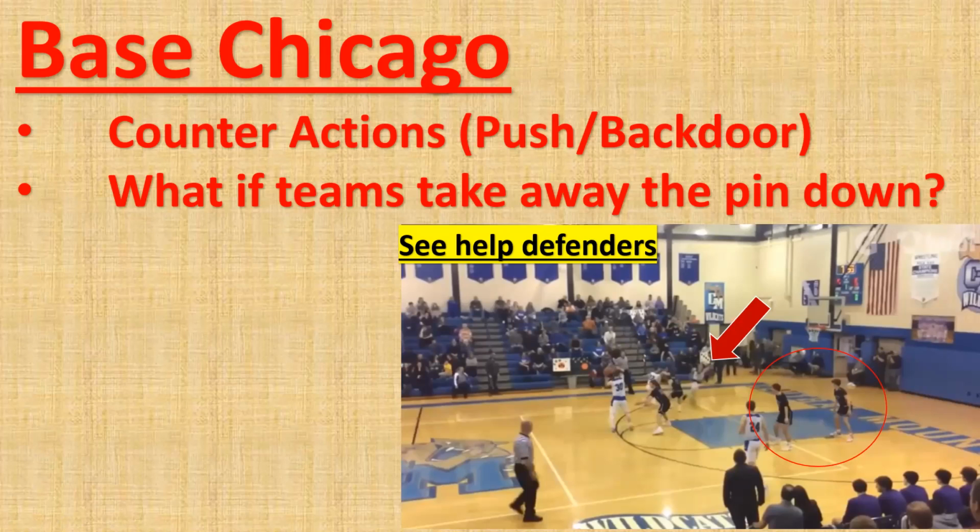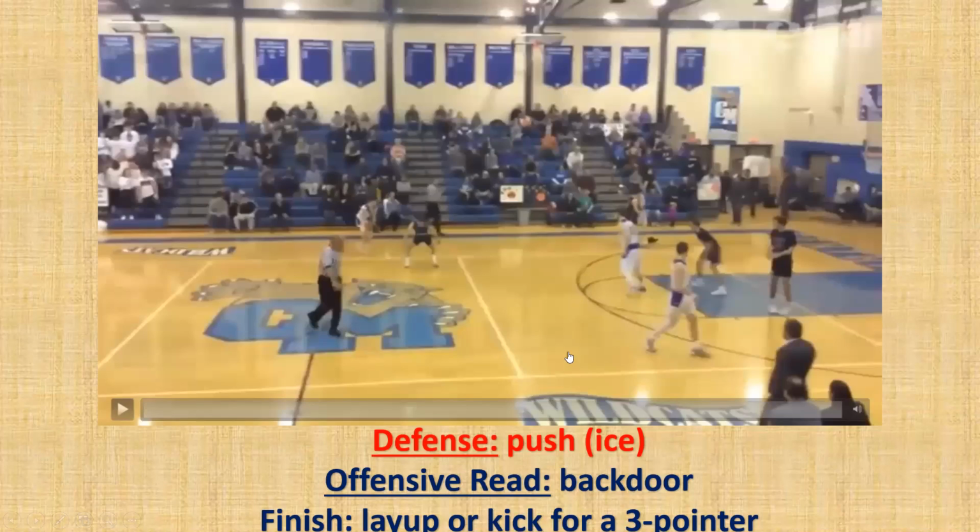Let's take a look at this clip so you can see if teams cheat, how you can take advantage. As I noted in this clip, the defense is going to push or ice. They're going to really take away the back door. The defense is really going to overcompensate for this pin down. They're going to push, or to use ball screen terminology, they're going to ice it. They're going to push this offensive player to the baseline. And Coach Bardo's team does a great job reading that and then making a backdoor cut.